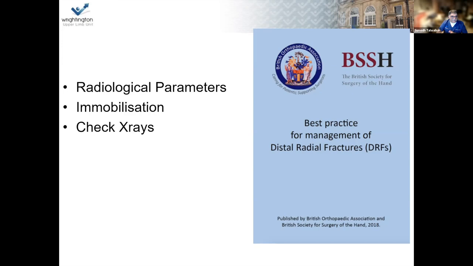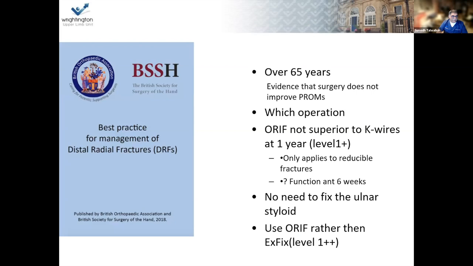I won't go into great detail, but once again, the Blue Book talks to the fact that depending upon the age of the patient, if you're above 65, surgical intervention does not really change the outcome. Open reduction and internal fixation is not superior to K-wires, based on similar data to what you would see with the DRAFFT trial, and a little bit about the ulnar styloid fixation.